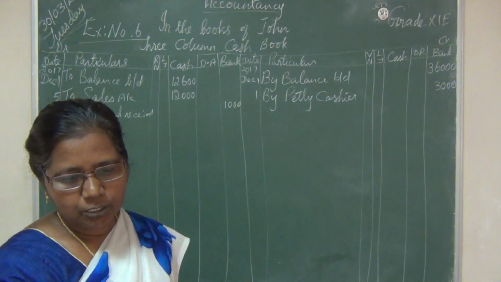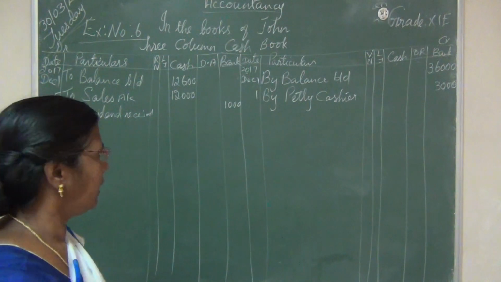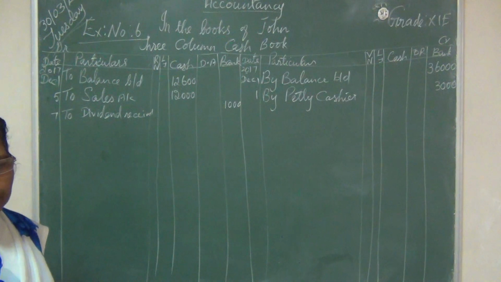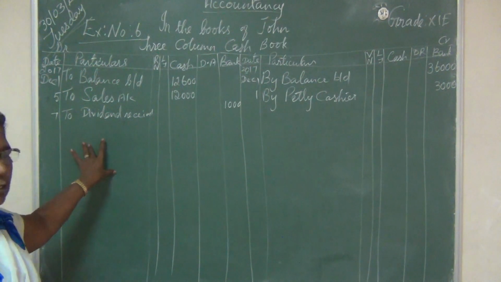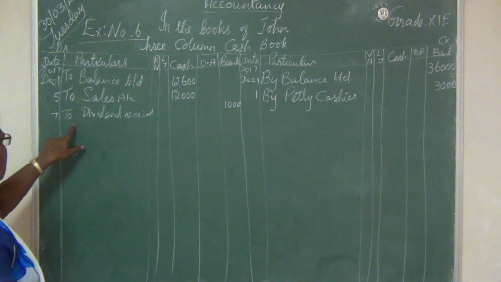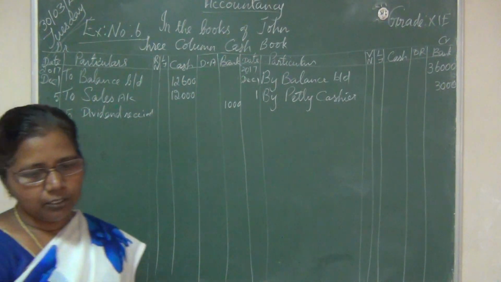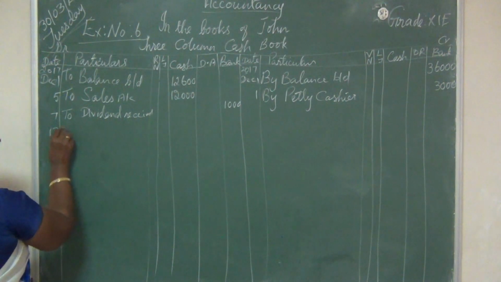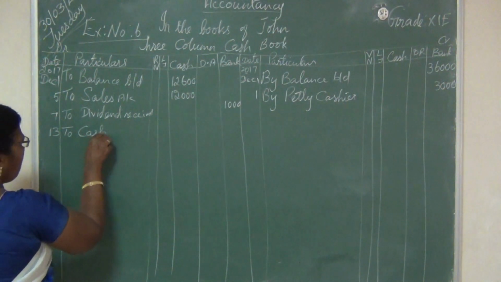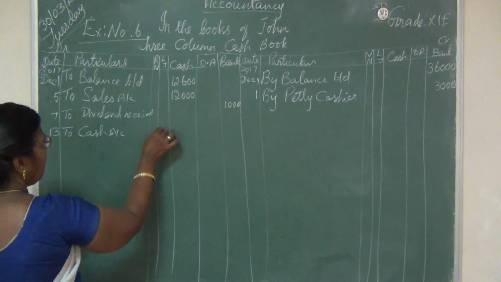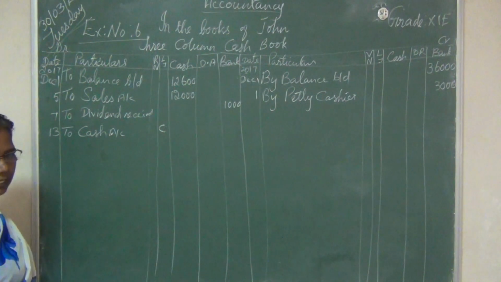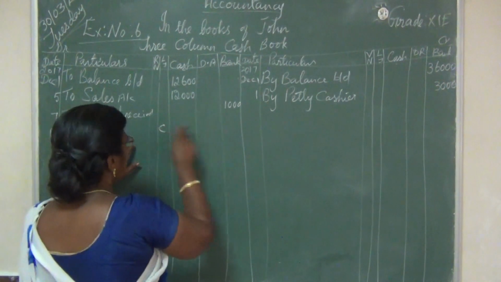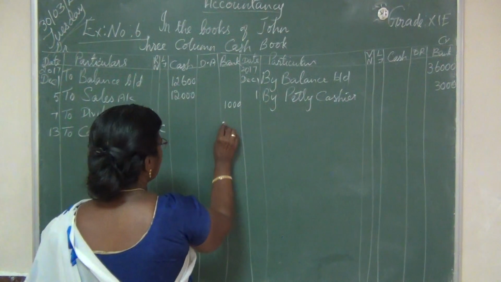Then cash paid into bank. You know, this is the contra entry. It will be posted on both the sides. So what is the journal entry? Cash paid into bank, bank account debtor to cash, isn't it? So bank debit to cash. Before that you write the date, 13. To cash. Then we should write in the LF column C, contra entry. Write the amount, 10,000. Bank account debtor, so we should write here 10,000.